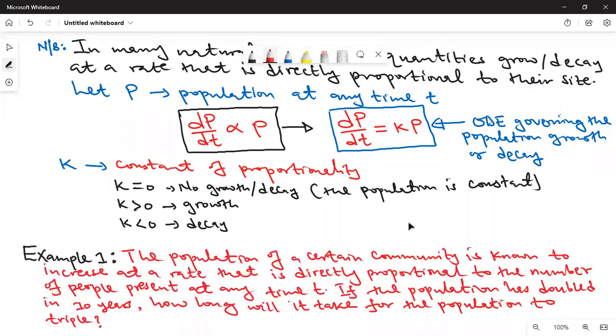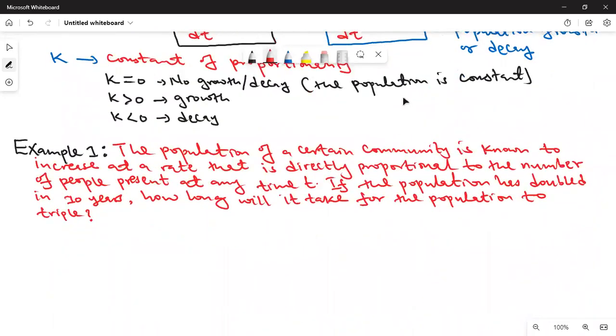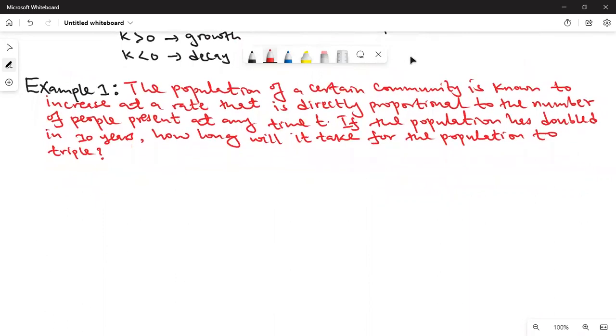In example one, we are given this question: the population of a certain community is known to increase at a rate that is directly proportional to the number of people present at any time t. If the population has doubled in 10 years, how long will it take for the population to triple? So let's analyze this information before we solve it. Solution.